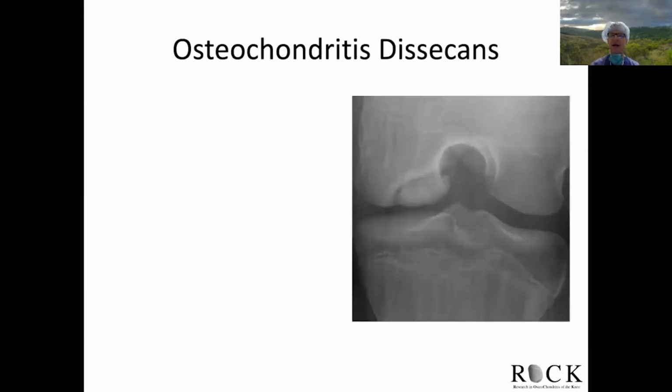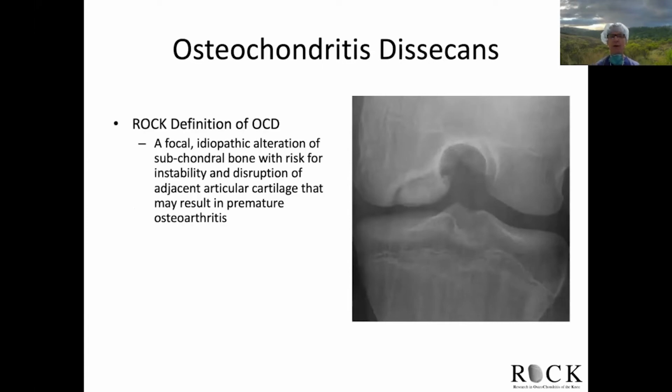So Osteochondritis Dissecans, and I'm sure you've all seen this. It's not terribly common, but we're recognizing it more and more. And the ROC group has actually defined this as an idiopathic focal alteration of the subchondral bone, which puts the patients at risk for future instability and disruption of the articular cartilage. And unfortunately, this does predispose people to osteoarthritis.